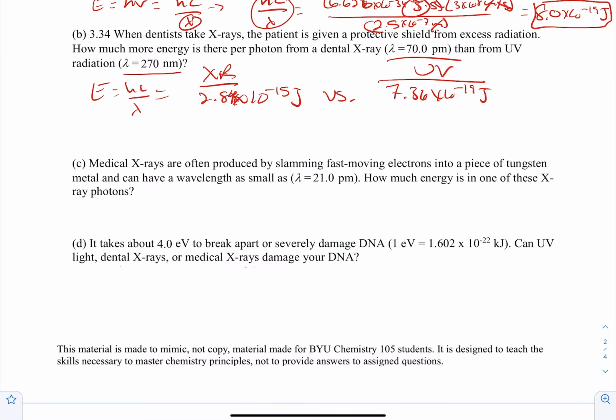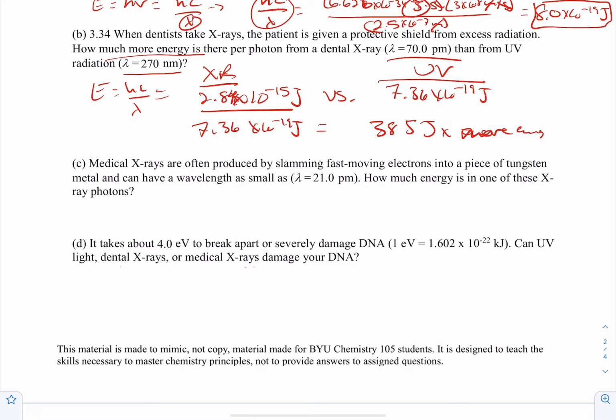If you divide this, and because they're asking how much more energy, we would just say this divided by 7.36 times 10 to the negative 19th joules. That gets us about 3,857 times more energy. So I just used this equation to solve for each of these. I just plugged in the corresponding values for each one.